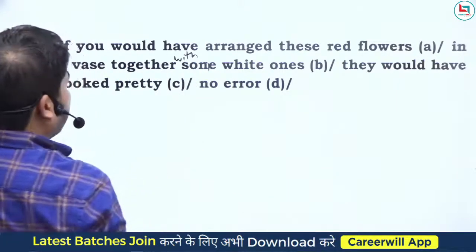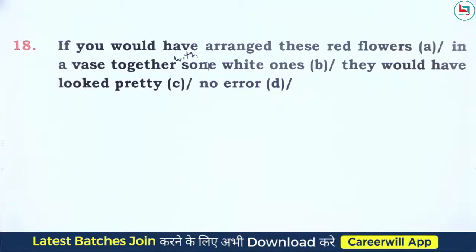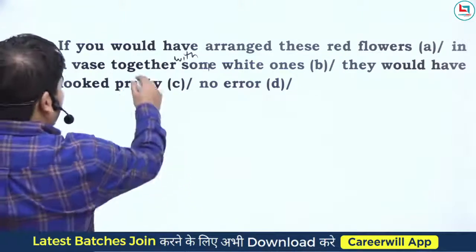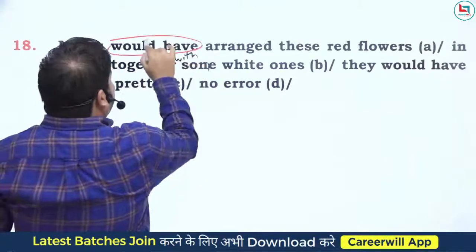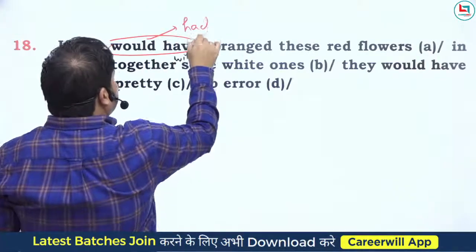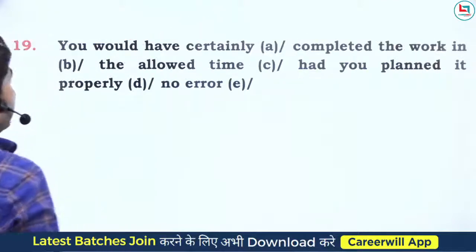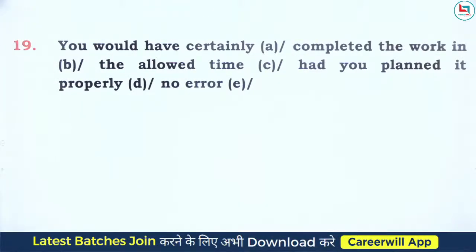So if you would have arranged, I think after reading this much, you are absolutely clear that it should be written in past perfect, and past perfect means what? You have to replace would have with had. You would have certainly completed the work in the allowed time had you planned it properly.